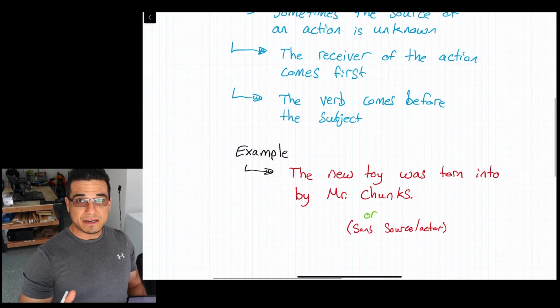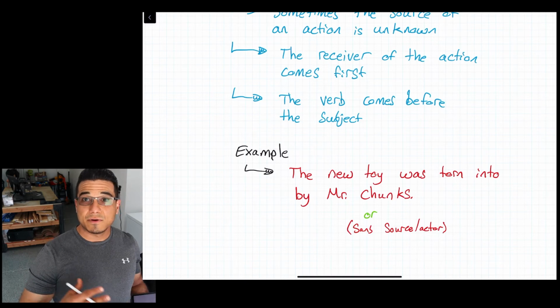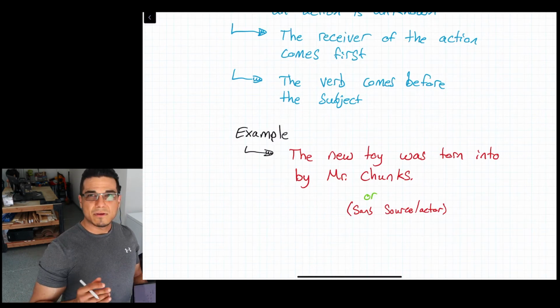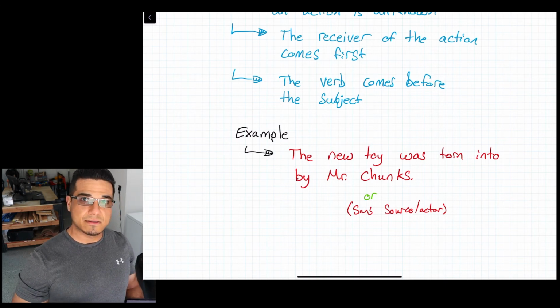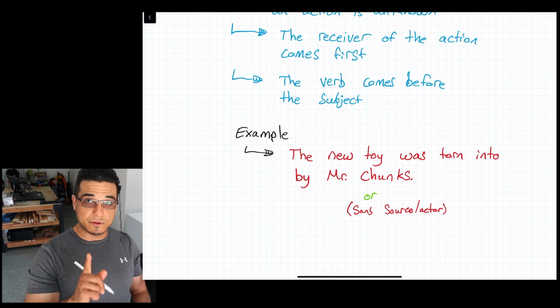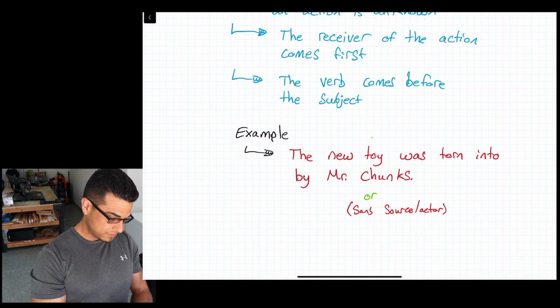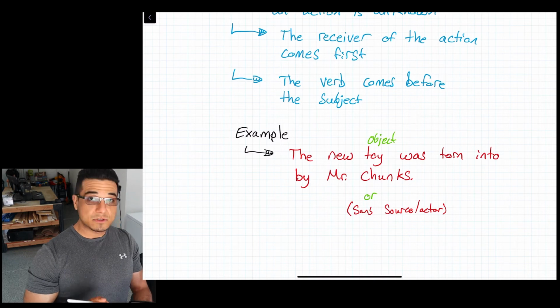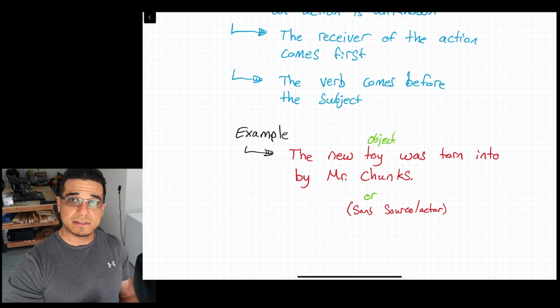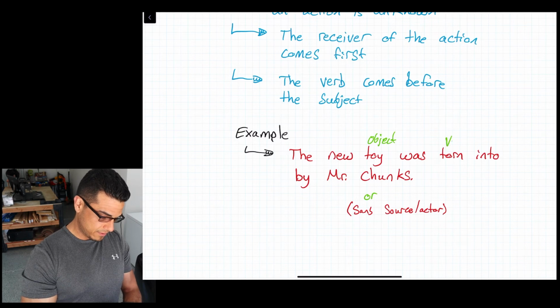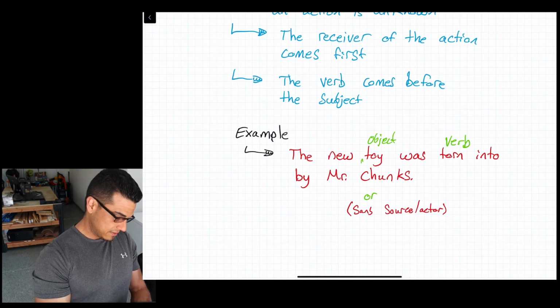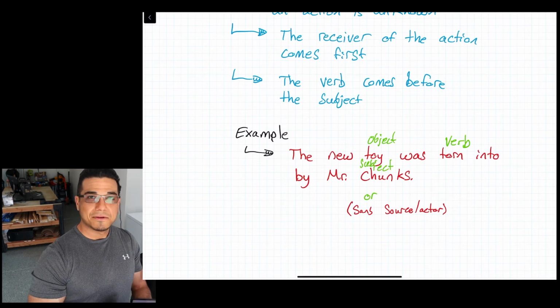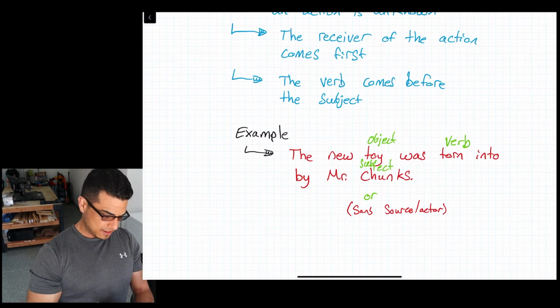Anywho, the receiver of the action, like I mentioned earlier, is going to come first. So where I wrote, the new toy was torn into by Mr. Chunks, if we break down the sentence, I have my object of the action first, which is the new toy. So that's my object. Was torn into, so the verb in this instance is torn. So that's my verb. And the subject or the actor responsible for that action is Mr. Chunks. So my subject comes last.